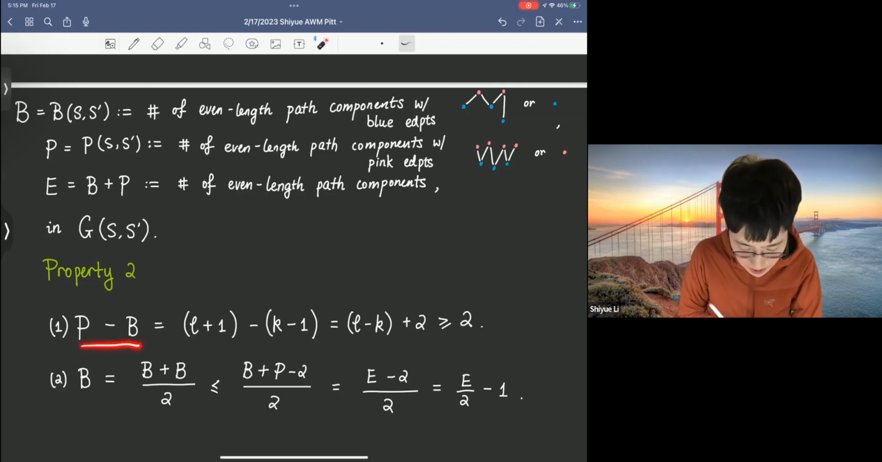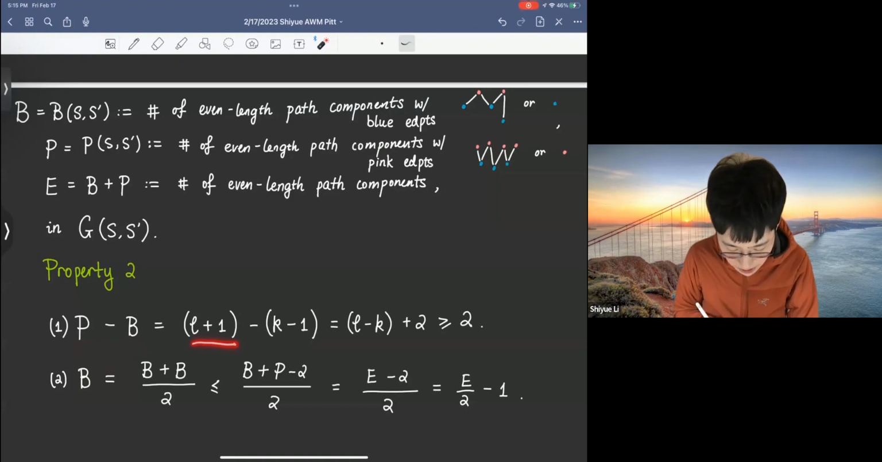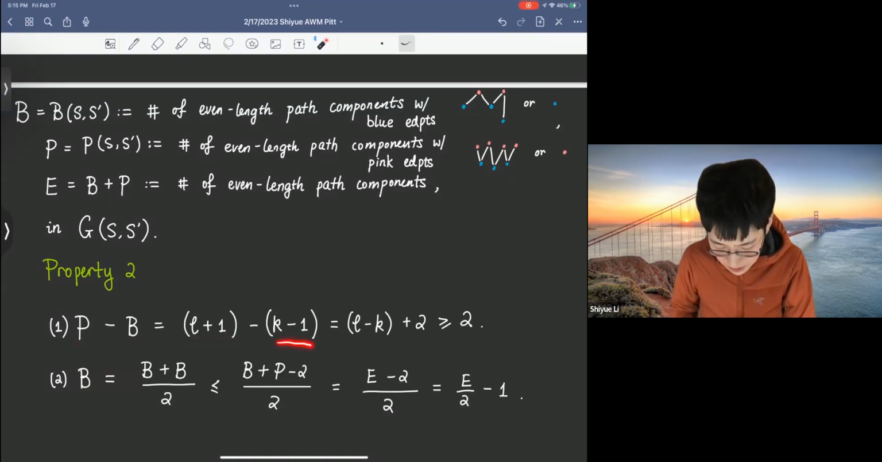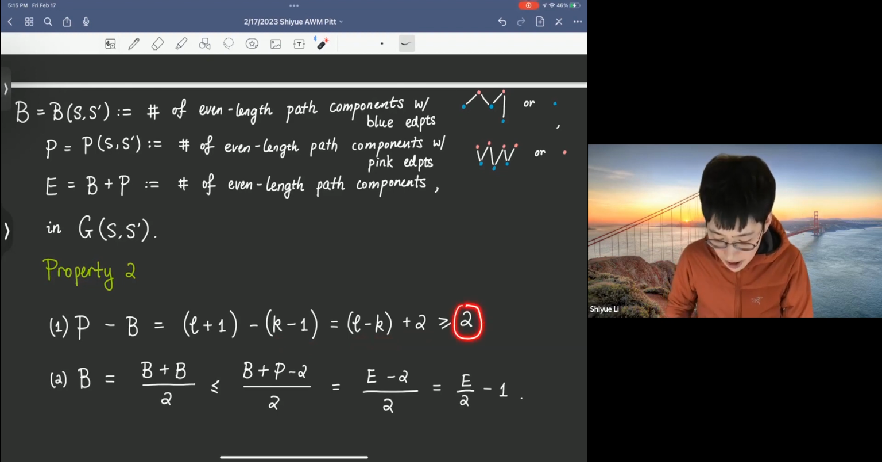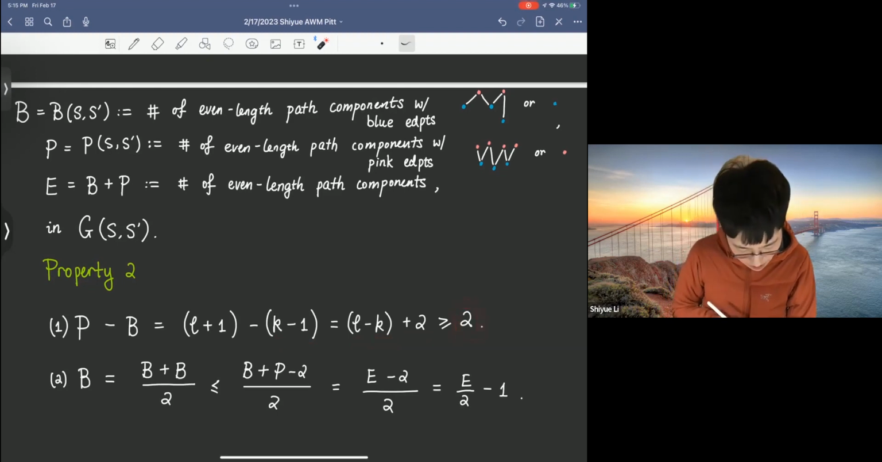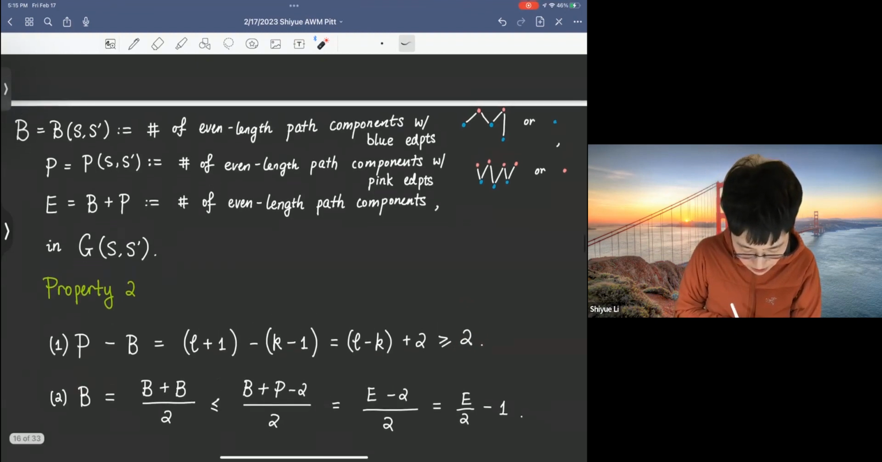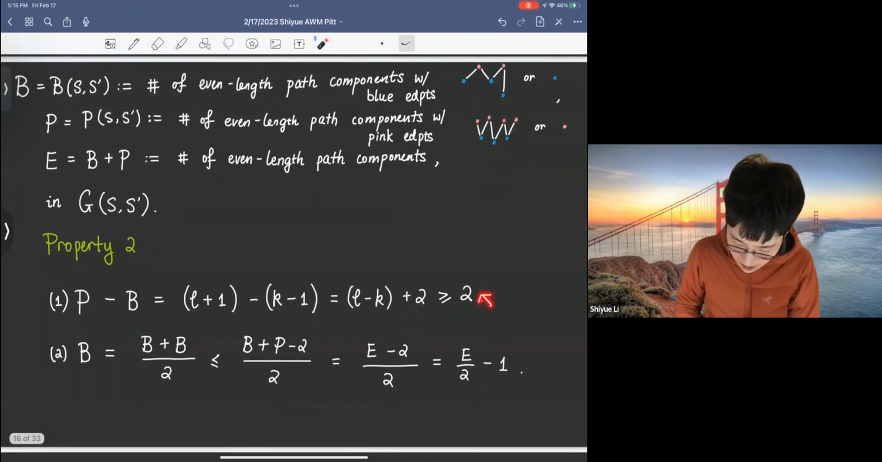So that means P minus B will have to be L plus 1 minus K minus 1, which gives us L minus K plus 2. But that number has to be greater or equal to 2. And now we just need to do some yoga to this inequality here.